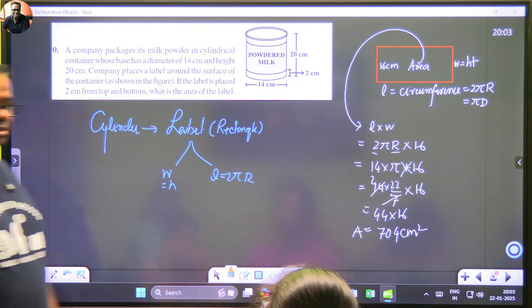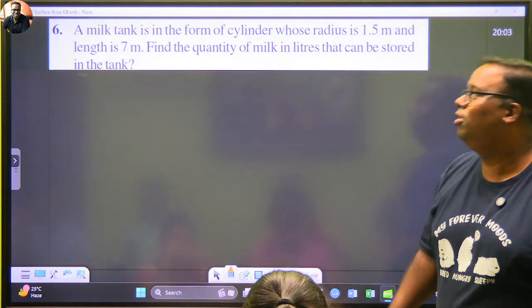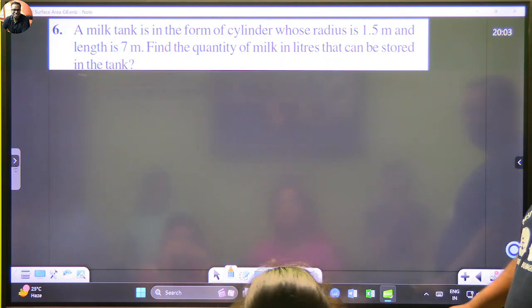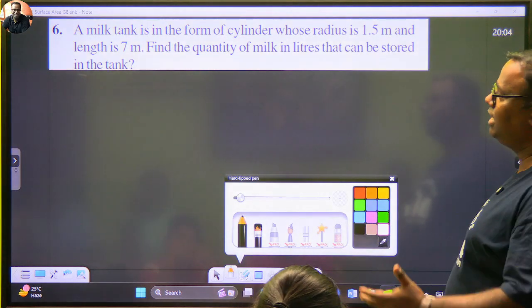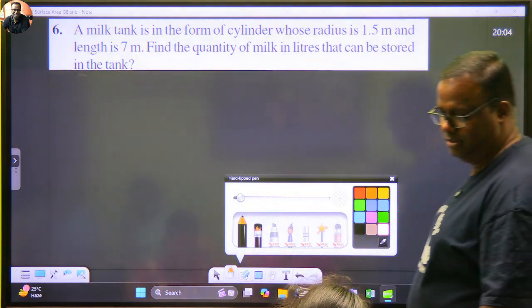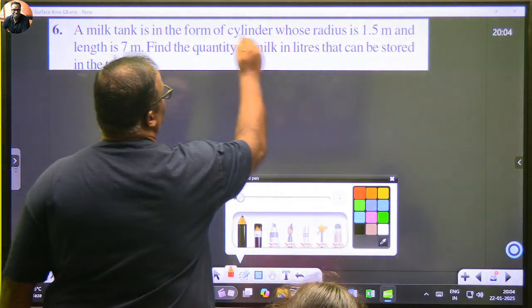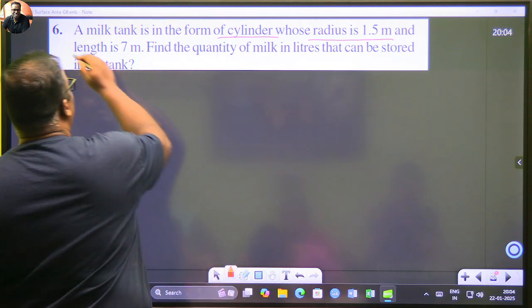Clear? Volume नहीं करोगे? एक भी एक कर लेते हैं volume. One volume problem. Last problem and then we'll leave. Okay, last problem. Chalo. A milk tank is in the form of a cylinder. Understood? So what is our shape? पहले shape पे देखते हैं. Shape is cylinder whose radius is given. Very good. Length is given.